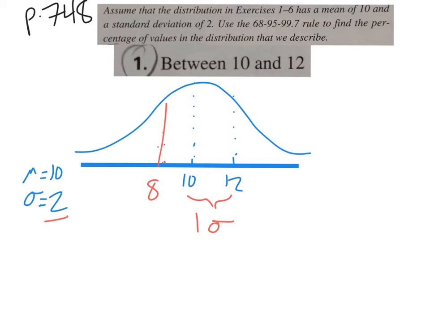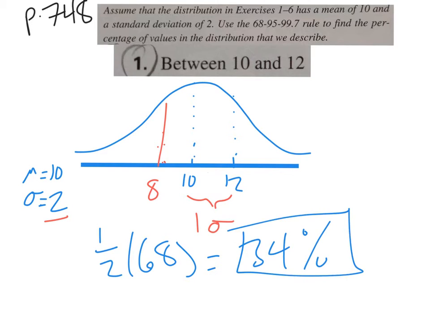The rule says that 68% of the data lies in that range. Well, we only have half of that, right? Because we don't have 8 to 12, we have 10 to 12. So this whole range would be 68% of the data according to our rule, and we only have half of that. And since this is nice and symmetric, we know we literally have half of that. So half of 68, I will do that for you. Half of 68 equals 34. And that is our answer, right? Because since 10 to 12 is 1 standard deviation, and we only have half of our 1 above and 1 below, it's going to be half of 68, which is 34%.